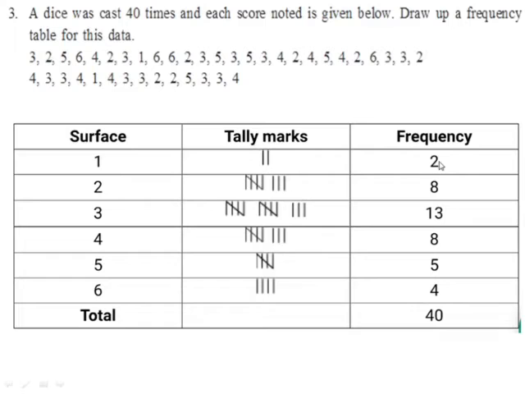Now we will add the frequency. 8 plus 2 is 10. 10 plus 13 is 23. 23 plus 8 is 31. 31 plus 5 is 36. 36 plus 4 is 40. Hence, the total frequency, that is capital N, is equal to 40, which is equal to the number of times the dice was cast.